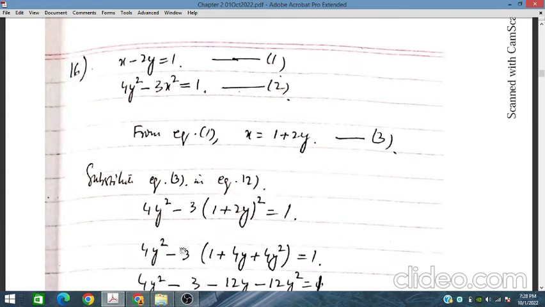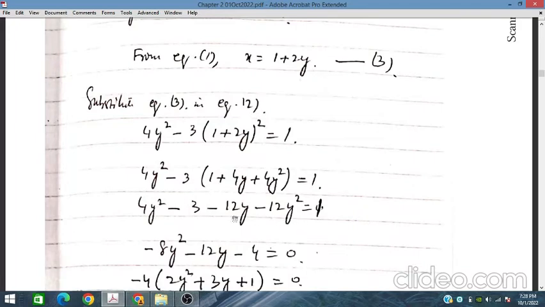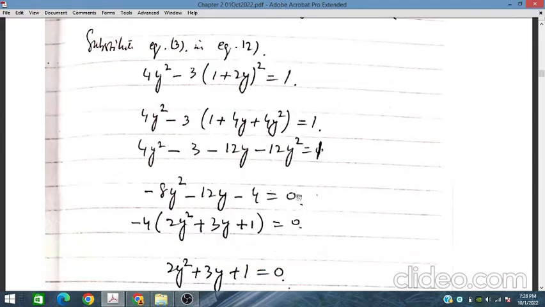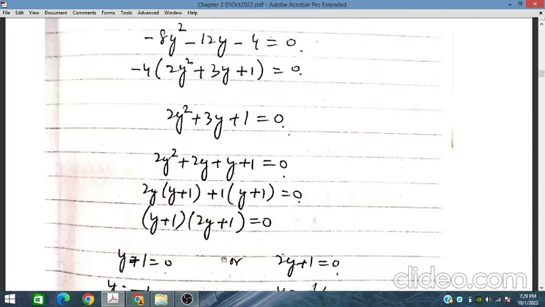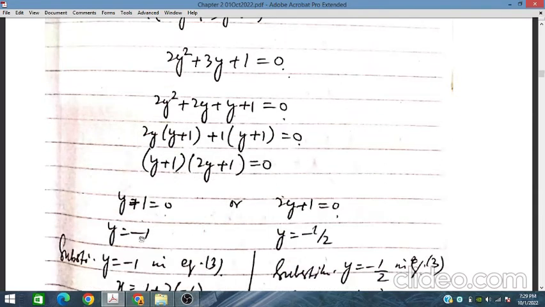By solving we have obtained this equation, and from this we have obtained this. We take out the minus 4 common and we have this value, and here we factorize. 2 into 1. So 2 plus 1, when multiplied we get 2 the product, and when we add we get 3. So this value, and here we have y. So y is equal to minus 1 and y is equal to minus half.